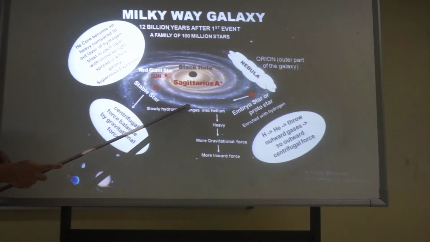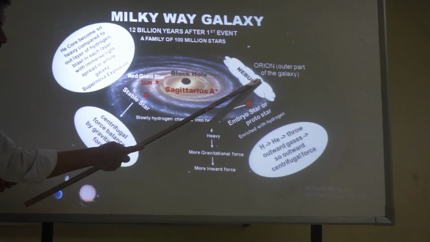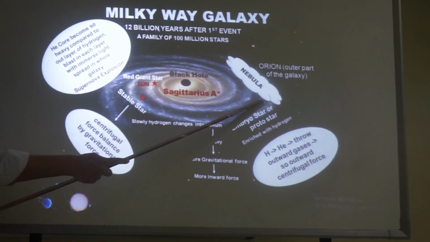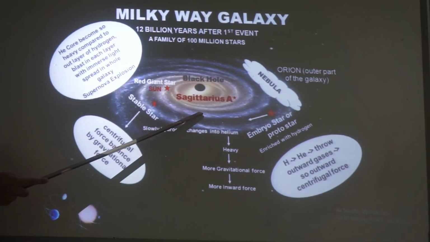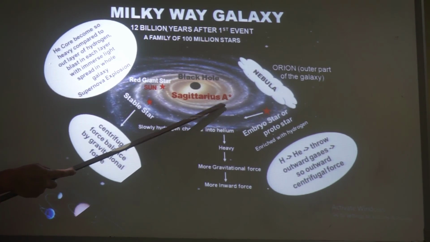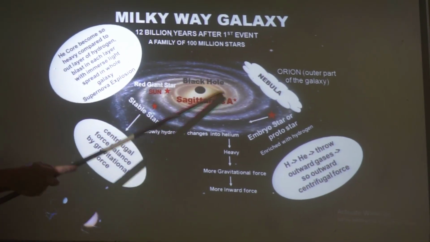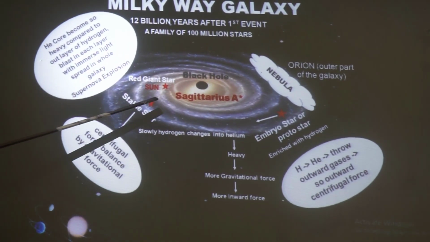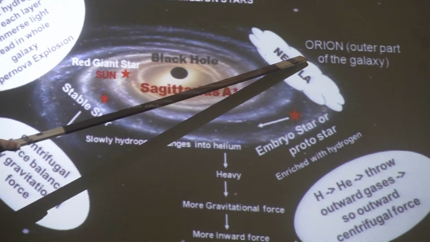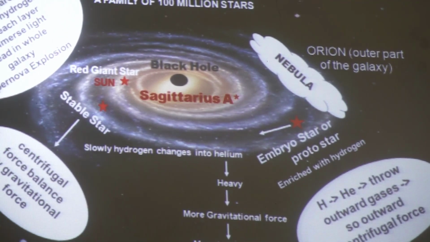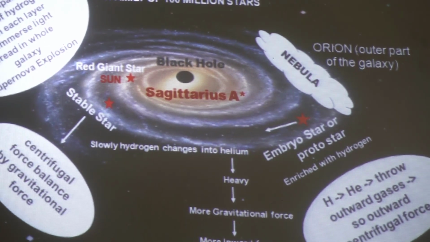So if you see, this is the outer arm of the galaxy, right? Outer ring of the galaxy, or you can say outer arm of the galaxy. Then it is the second inner arm, then first, and then we have the central part. The central part of the galaxy is known as Sagittarius, and the outermost arm of the galaxy is known as Orion, the outer part of the galaxy.